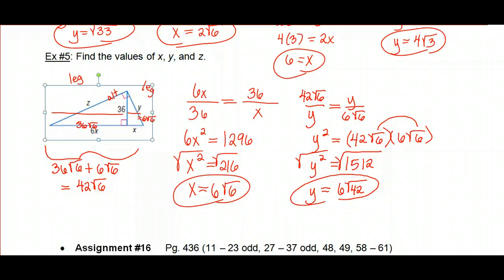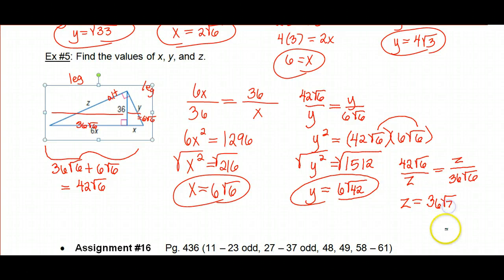Okay, one more. Z. Z goes here and here. So this one's just a really big number then. Oh, wait, we know what that is. Wait, hold on a second. Can we explain why it was 36 root 6 for that part? Because that was the other part of the hypotenuse right here. Oh, okay, yeah.